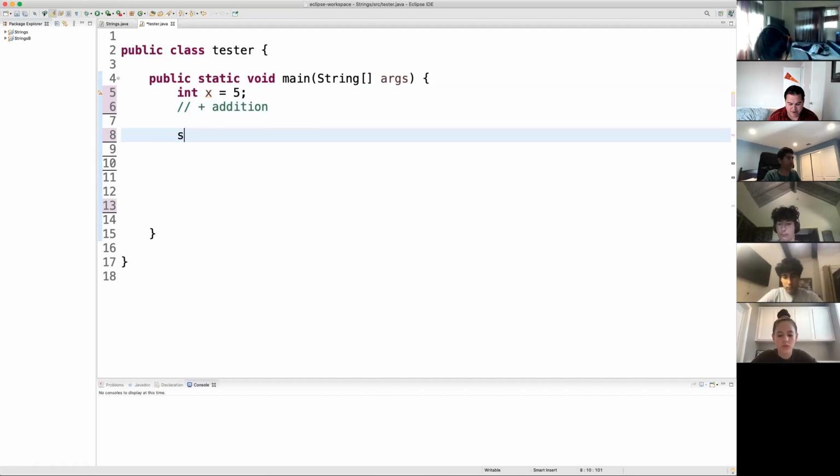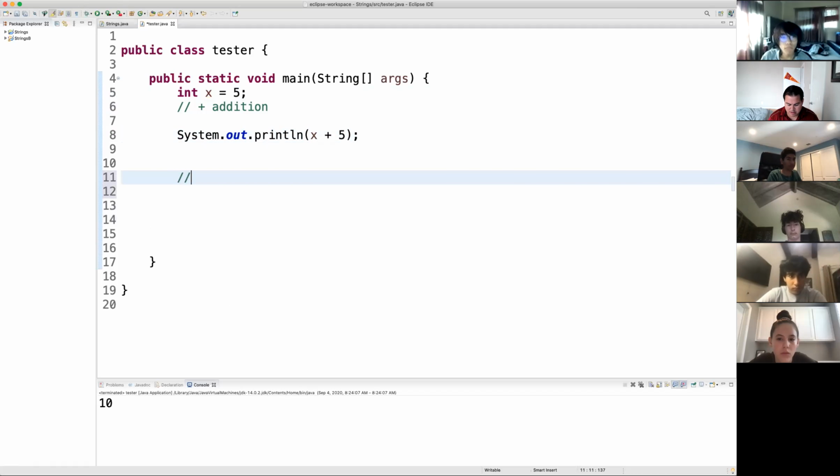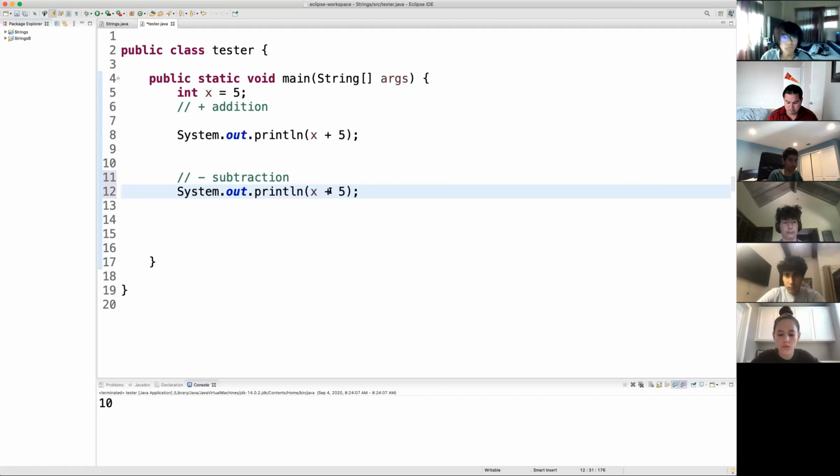So for example, if I were going to do x plus 5, simple math, it's simple addition, prints out 10. Okay. Ashton, what is this one? Subtraction. Okay, very good. So let me just copy that for reference. So now this should be back to 5.